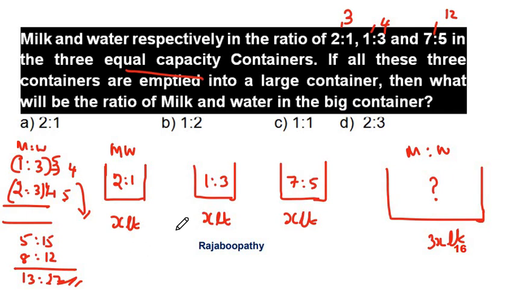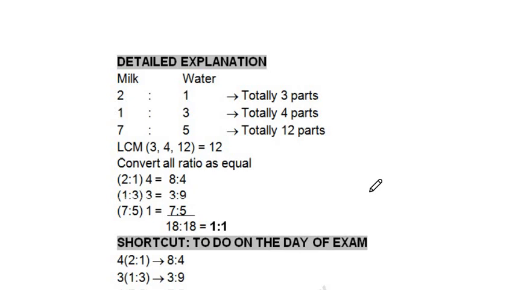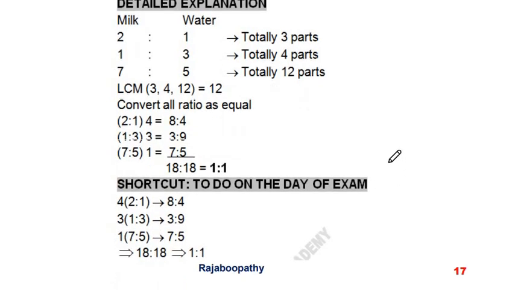So how to solve this problem? 2 is to 1, 1 is to 3, 7 is to 5. See, here's the explanation. 2 is to 1 means totally 3 parts. 1 is to 3 means 4 parts. Please note that 3 is to 4 means total parts is what? 7 parts. For example, A is to B is 3 is to 4 means totally 7 parts. A 3 parts, B 4 parts.